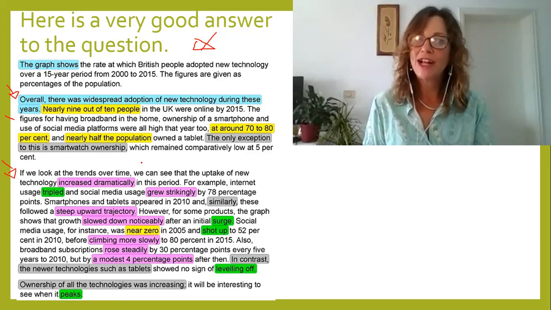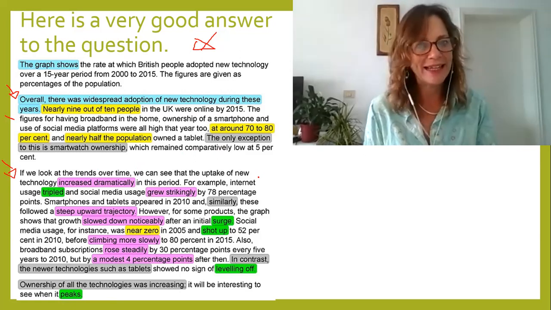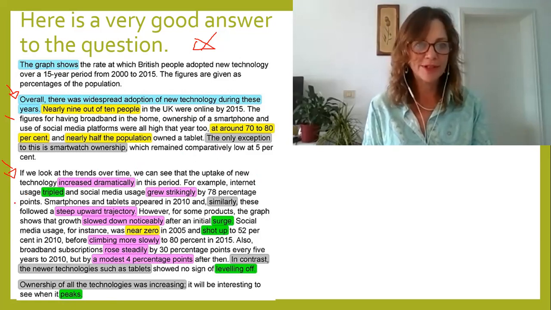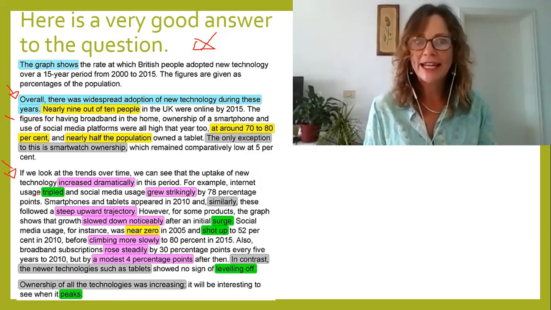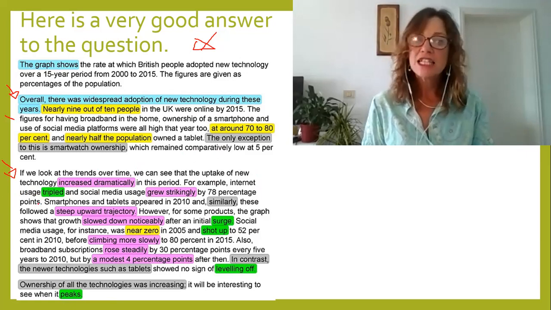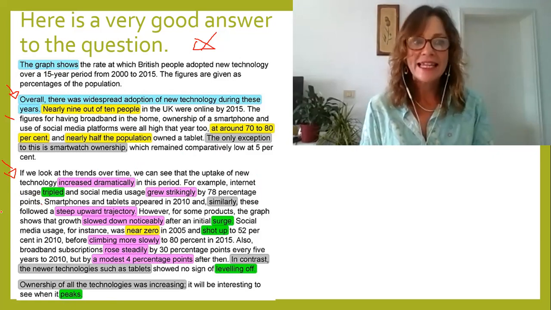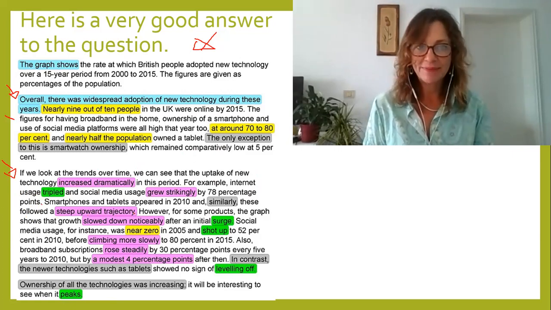If we look at the trends over time, we can see that the uptake of new technology increased dramatically in this period. For example, internet usage tripled and social media usage grew strikingly by 78 percentage points. Smartphones and tablets appeared in 2010, and similarly, these followed a steep upward trajectory.